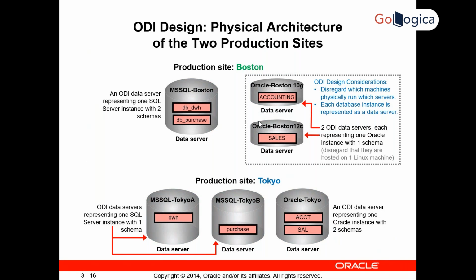In Tokyo? Tokyo also four. Correct. That means we need three data servers and four schemas in Boston, and in Tokyo as well we need three data servers and four schemas.